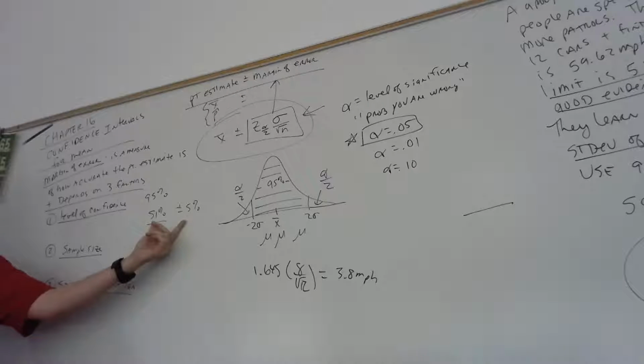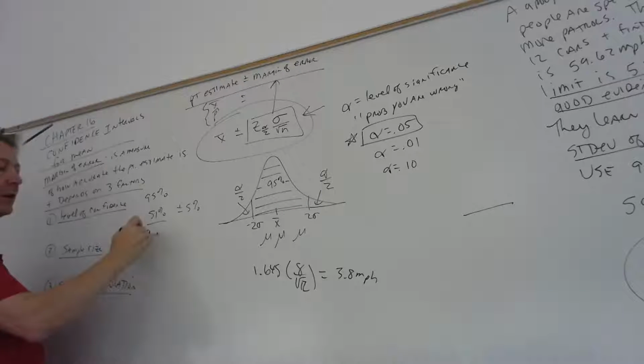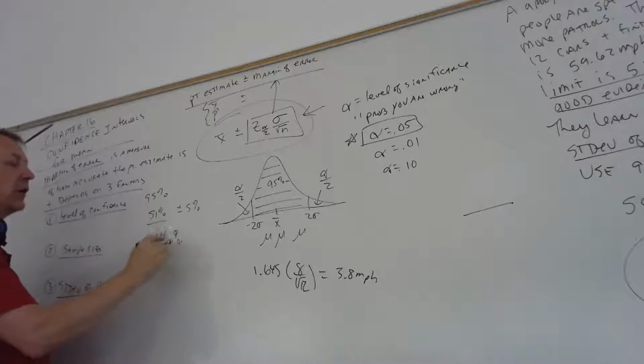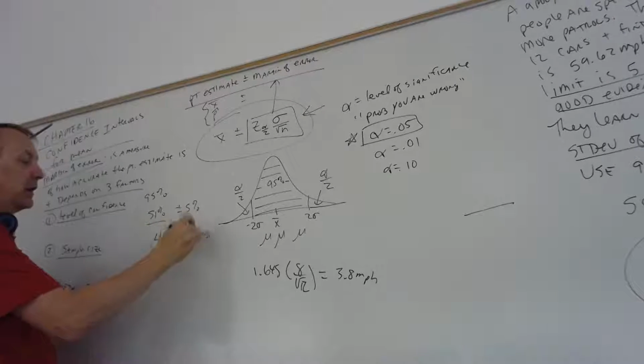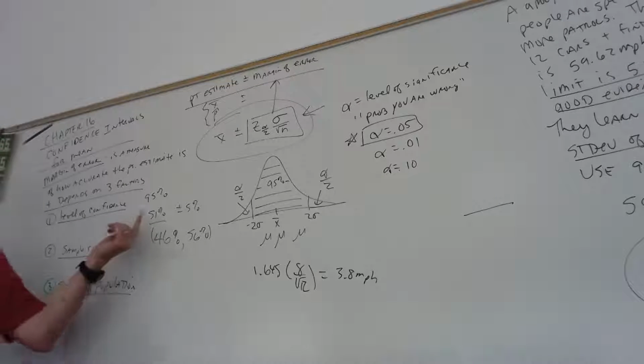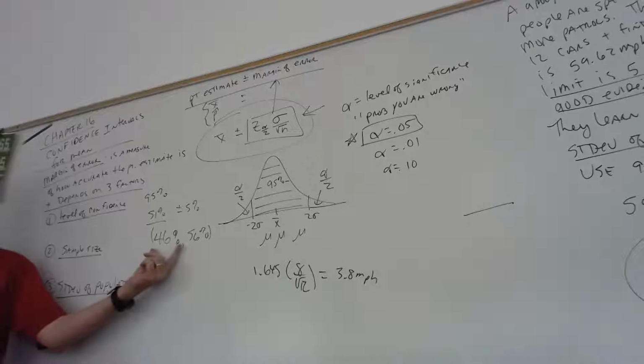No. Who says yes? Who says no? Why not? Because if you take 51% and subtract 5, it could be as low as 46%. Or it could be as high as 56%. So we cannot say safely that a majority support impeachment. It could be as low as 46%.